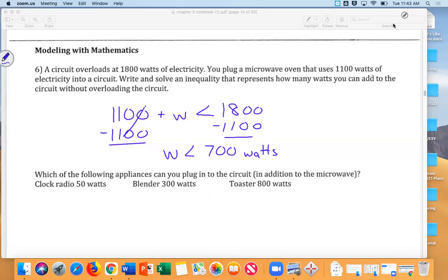Yeah. Now, Ava, since this is your problem, which of the following appliances could you plug in? So you have a clock radio, a blender, and a toaster. Which ones could you plug in? Clock radio and the blender. These two we could plug in. And I can't plug in the toaster because it would trip my circuit.